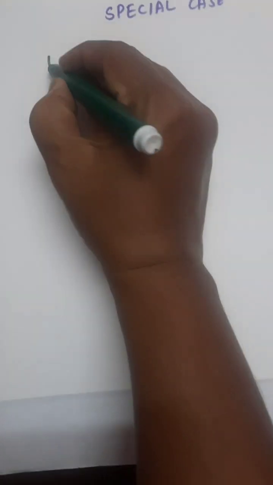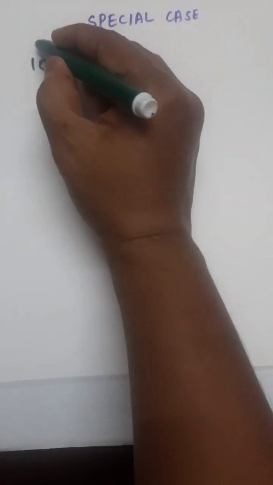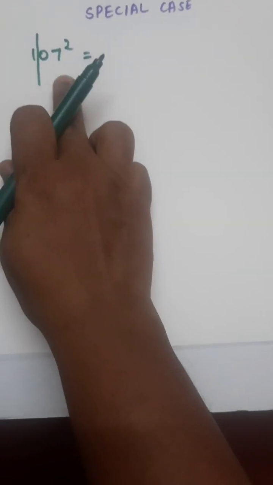Now again I will teach you one more special case. This special case is when the number is very close to 100. So in that case only we can use this special case. I have already taught you 107 square. Now again I will teach you 107 square. In this special case we will segregate the last two digits. So last two digits 07.